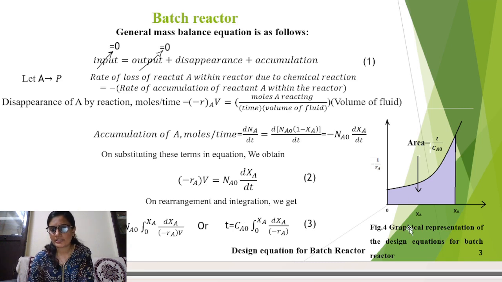The graphical representation of this design equation is shown in figure 4. Here Xa is on the x-axis and 1 upon minus Ra is on the y-axis. If we plot it, we have a curve like this, and the area under the curve will give the value of t by C naught. Here t is the residence time, which is defined as the time spent by the molecule inside the reactor. So this is about the batch reactor.